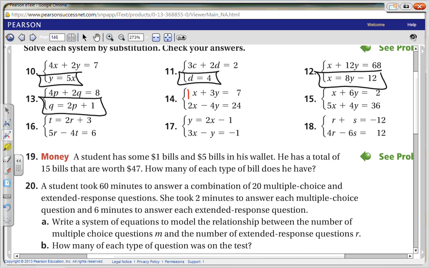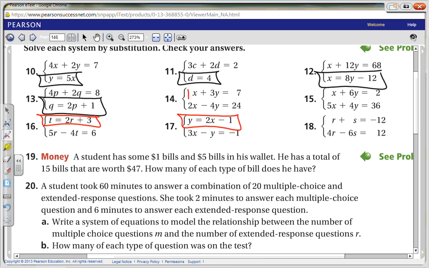Okay? What about 15? Same exact thing. And 16? Either or. I do substitution because it's already solved for you. What about 17? Substitution already solved. What about 18? Either or, because it's not. Do we all understand that?